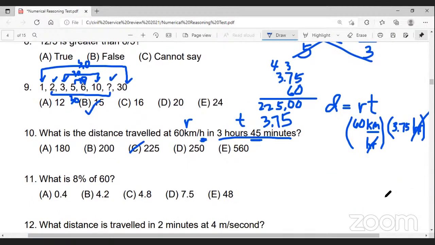Let's proceed. Can you find the answer for item number 11? 4.8, ma'am. Let's verify. Careful that 8% has a decimal of 8 hundredths, 8 over 100, not 0.8. Be careful. So with the decimal places, 4.8.